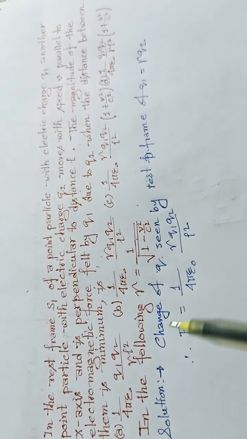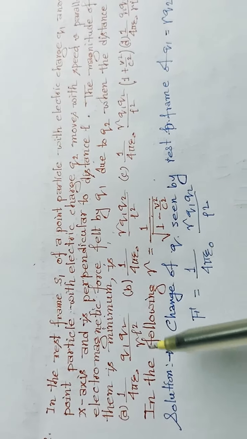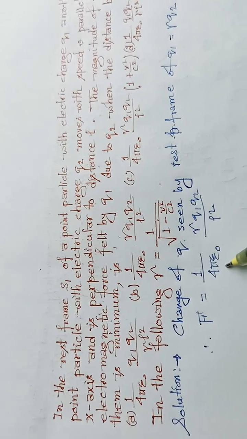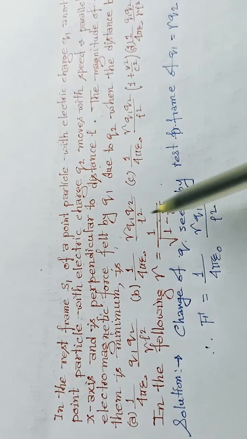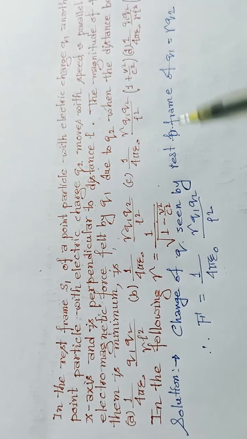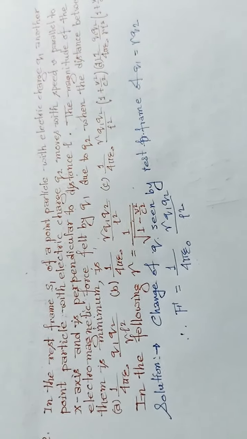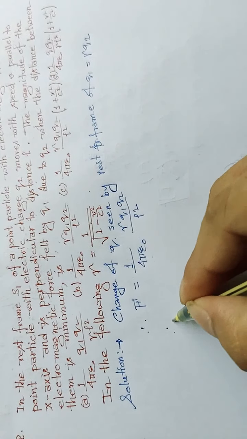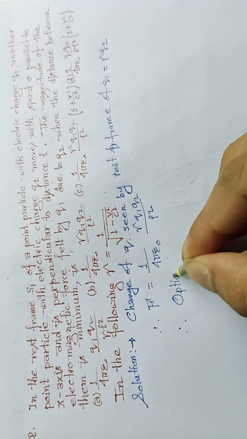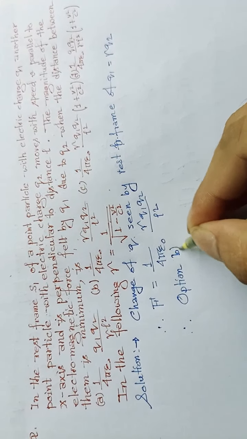So four options are given. Among these four options, we see that our result is equal to 1 divided by 4 pi epsilon naught, gamma Q1 Q2 divided by L squared. Hence we can say option B is correct.